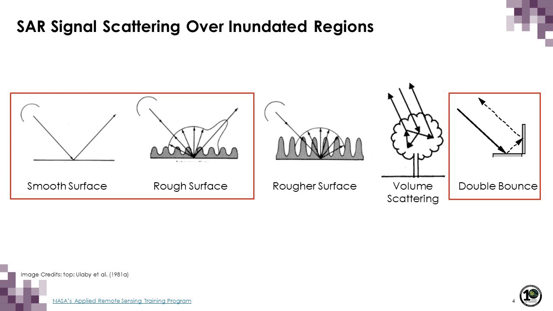a right angle that deflect the incoming radar signal off both surfaces, causing most of the energy to be returned to the sensor, to the satellite. These areas appear very bright in the image and are commonly seen when there is flooded vegetation because of the interaction between the smooth water surface and the vertical structure of vegetation, such as the trunk. Double bounce is also characteristic of urban areas.